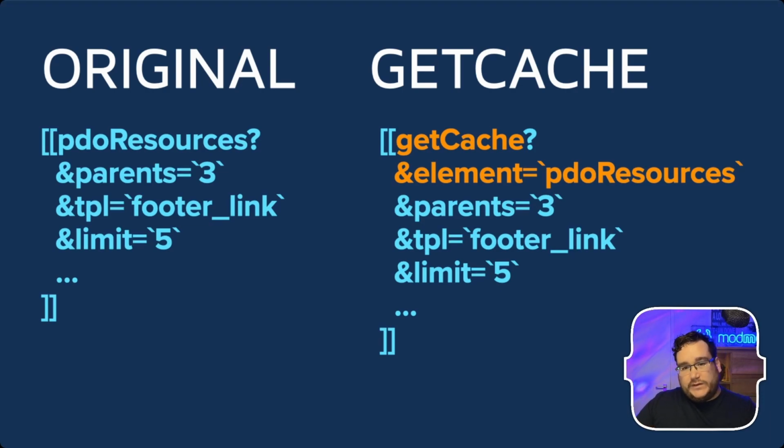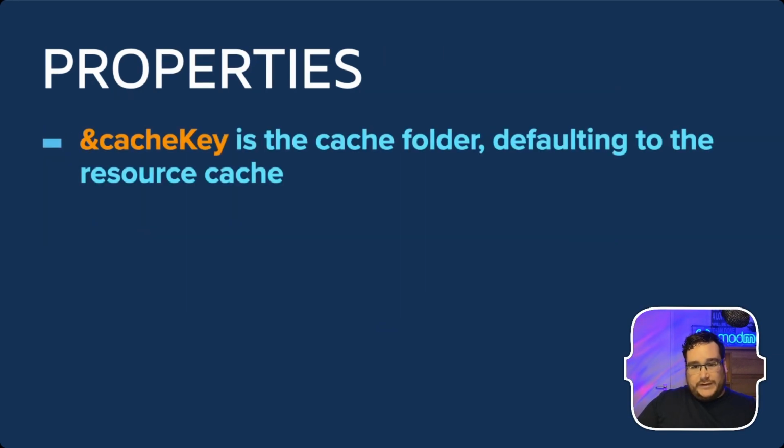Now at this point, getCache will still write to a resource-specific cache, so we're not quite there in terms of optimizing this behavior. To make it use a global cache, we need to specify some more cache properties. First one of note is the cache key property. This defaults to the resource cache key, and it is basically to configure when this cache is cleared. So when it's using the resource cache, our custom cache file will get cleared whenever the resource cache is cleared. For our use case, that's fine.